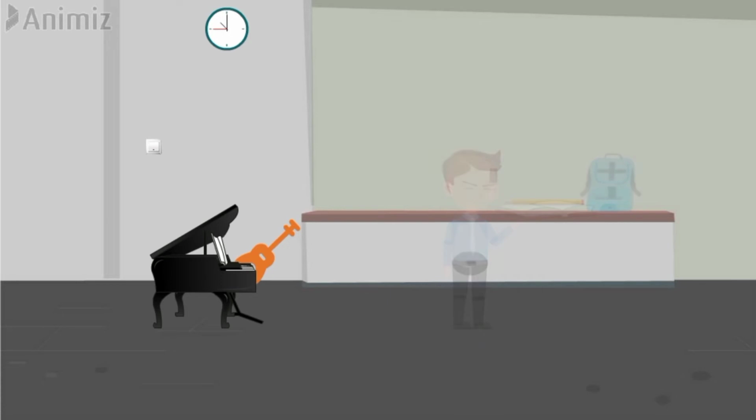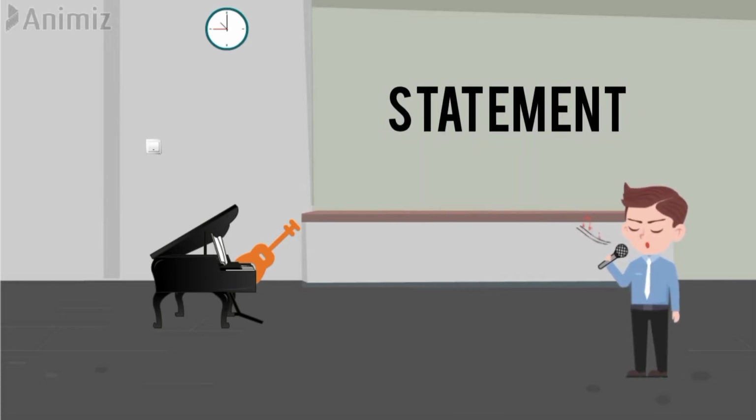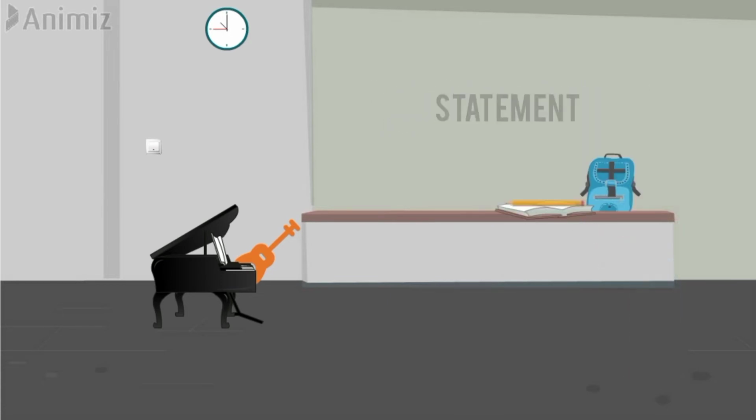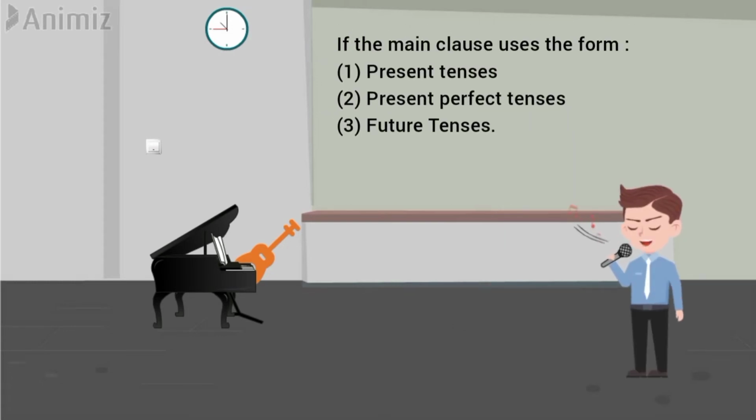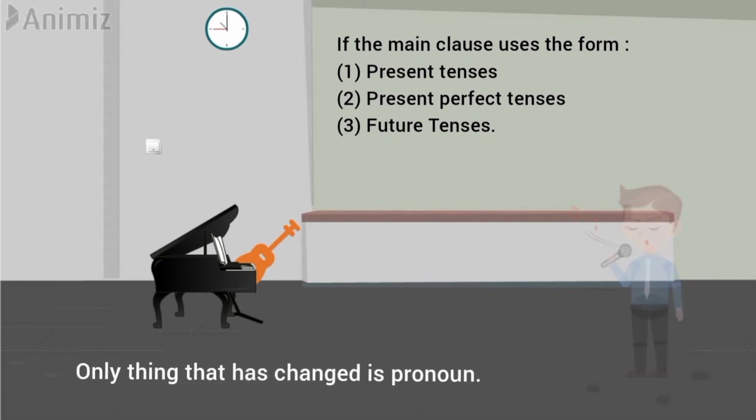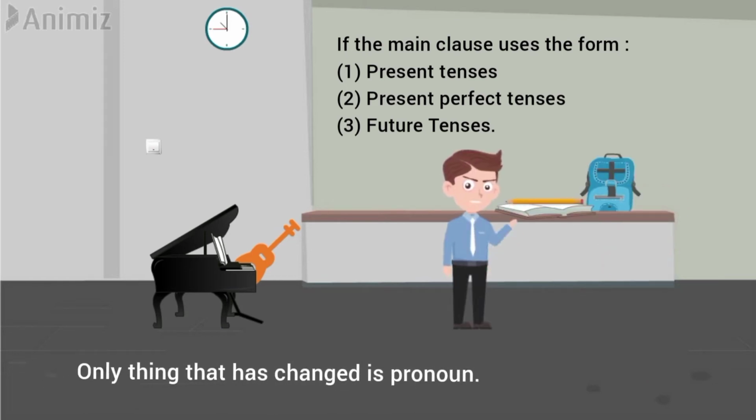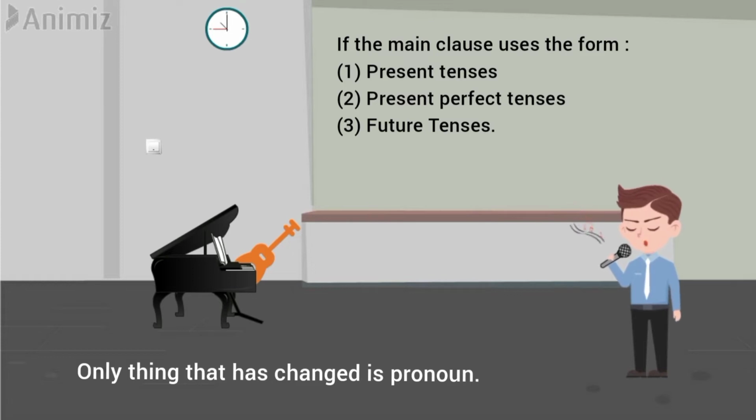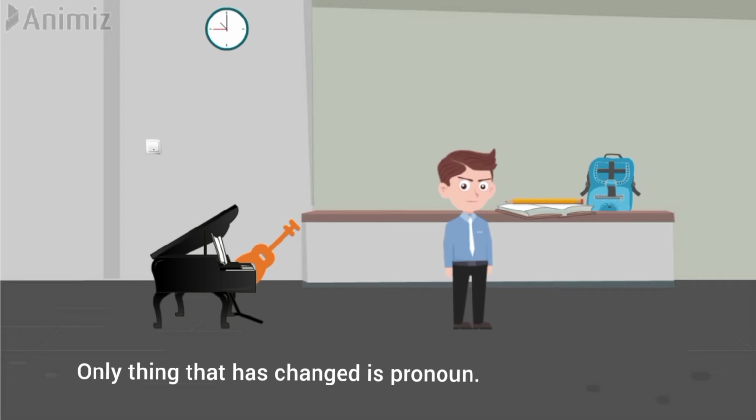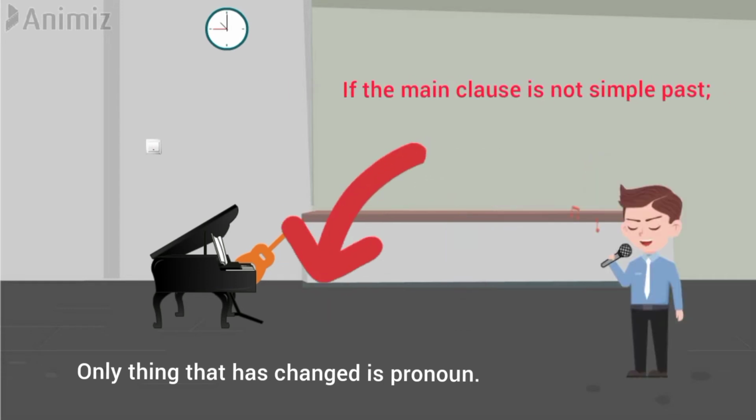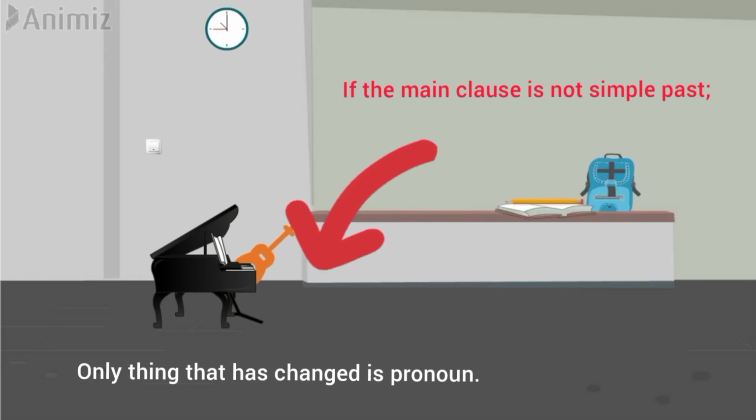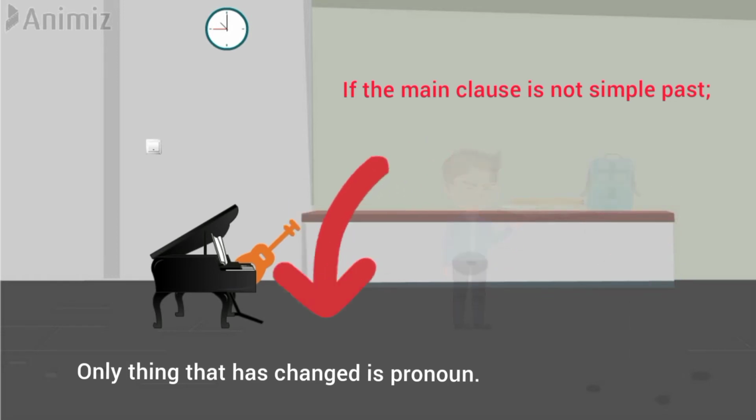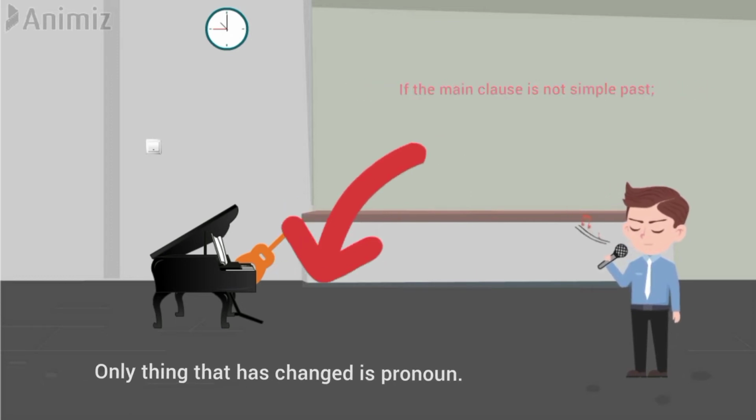Kind of when someone says can be the first statement. Okay, the direct speech that is converted into indirect speech will not change the tenses if the main clause uses the form present tense, present perfect tense, and future tense. Like I said before, if the main clause does not use simple past, but if the main clause uses present tense, present perfect tense and future tense, remember the only thing that changes is the pronoun.